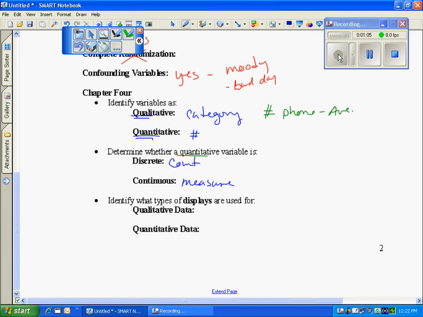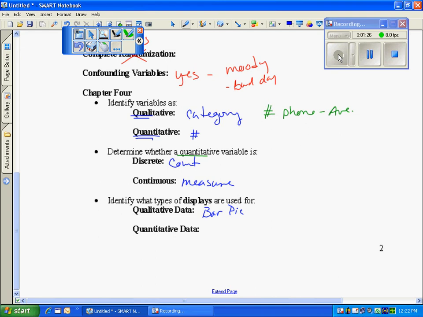Identify the types of displays. Well, when we have qualitative data, it's like the M&M lab homework that you had in Chapter 4. Qualitative, you do a bar and a pie. Bar, remember, the bars need to be the same width. The height is telling me how often that happened. A pie is that circle when we deal with a percent.